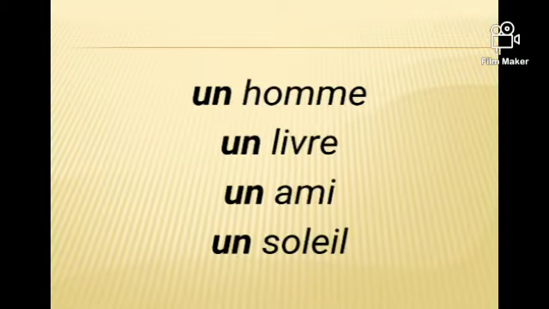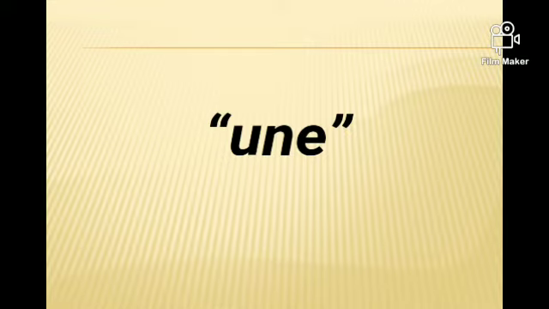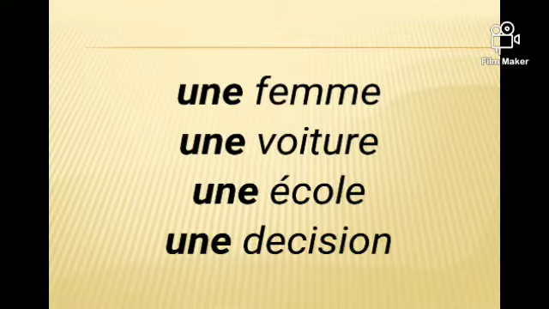For example, when we have singular and masculine words, we use un: un homme, un livre, un ami, un soleil, where homme, livre, ami, and soleil are singular and masculine words, so we use un. When we have singular and feminine words, we use une: une femme, une voiture, une école, une décision, where femme, voiture, école, and décision are singular and feminine words, so we use une.